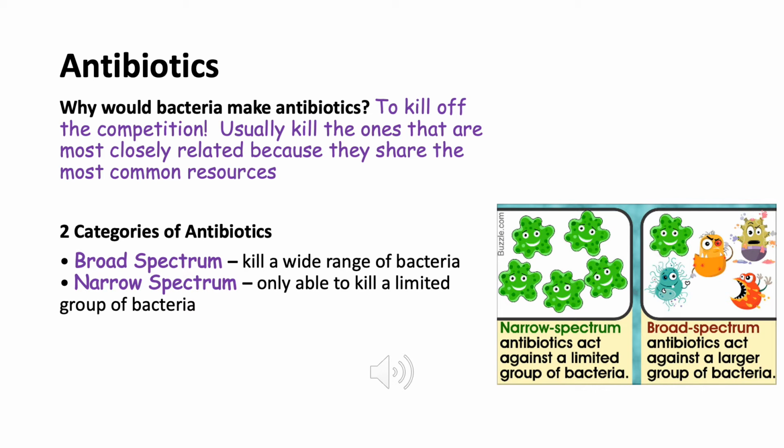So there's two categories of antibiotics, broad spectrum and narrow spectrum. Broad spectrum antibiotics kill a wide range of bacteria. For example, they might kill both gram-positive and gram-negative bacteria. And doctors need to be careful when prescribing them because you don't want to take too many broad spectrum antibiotics too often, because there is a problem with antibiotic resistance.